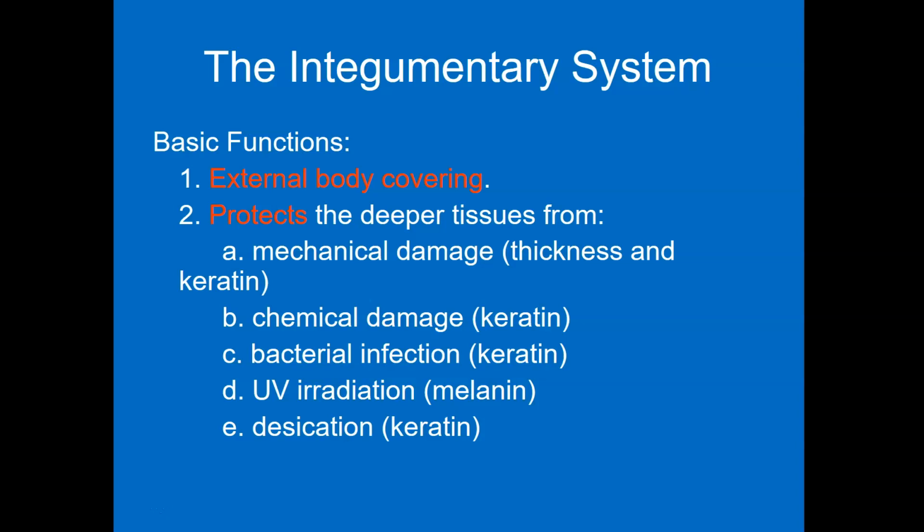UV irradiation triggers cells to produce more melanin, and those cells overlie the stem cells that make more skin, all right? So the melanin protects the DNA from damage, and that's something that you would learn about in our genetics class, Bio 9. I teach that too, by the way. The last thing that the integumentary system protects us against is desiccation or drying out.